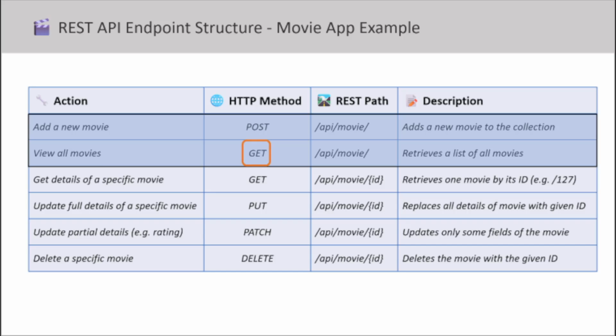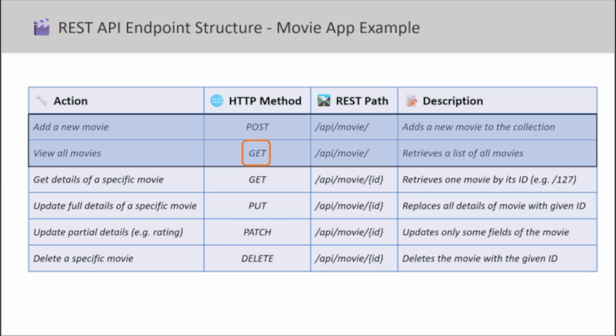Similarly, if you want to update the rating of the movie with ID 127, then you would use a patch or put request, depending on whether you are updating part of the data or the whole thing. Here we are partially updating, and here we are updating the whole data. And if you want to delete a specific movie, you got it. That's a delete request on the same path.